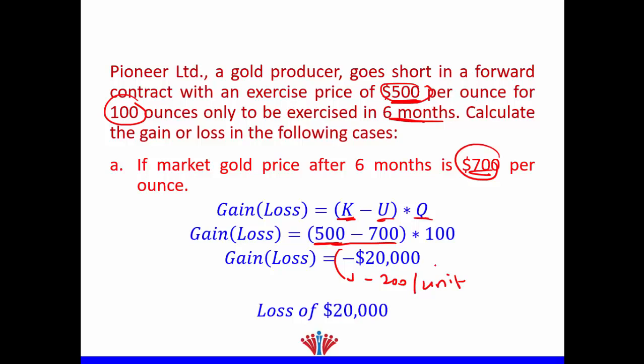If we would like to get our total gain or loss, we multiply by the quantity, which is 100 ounces. So negative 200 times 100 will give us negative 20,000. So this means that we will make a gain of negative $20,000, or we will make a loss of $20,000. If you put a negative, you write gain. If you remove the negative, you write loss. Don't write it as loss of negative 20,000, because negative means positive. If you wrote loss of negative 20,000, it means that you made a gain of 20,000.